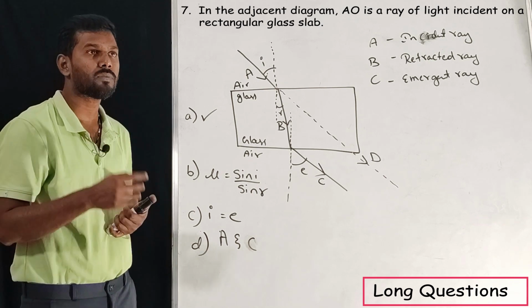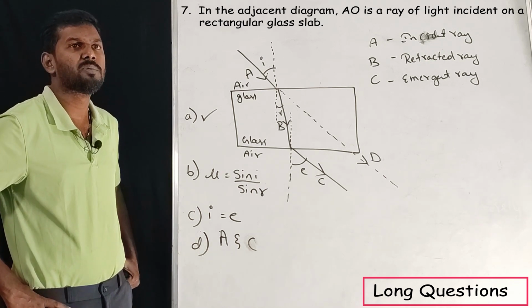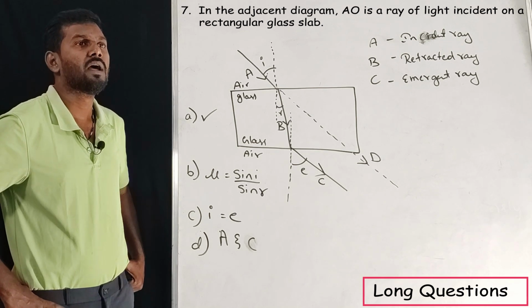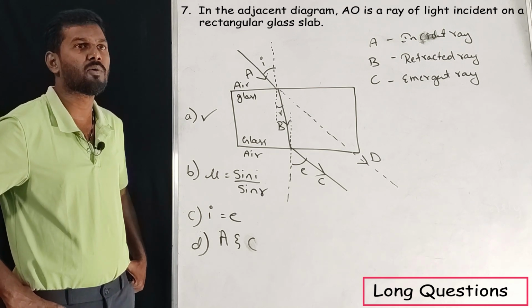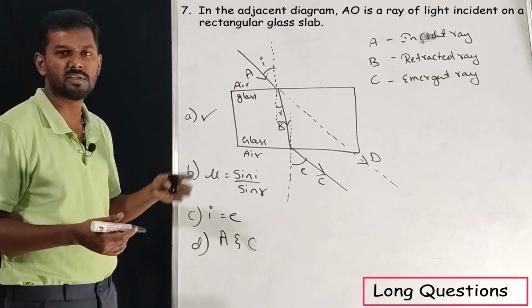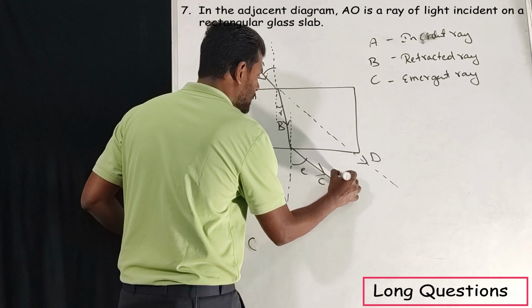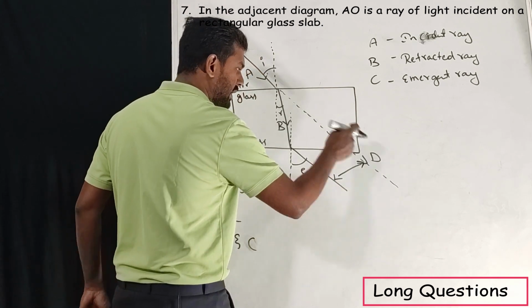Next, indicate in the diagram the lateral displacement between the emergent ray and the incident ray. State one factor that affects the lateral displacement. We know what you mean by lateral displacement. This is what we have learned in the concept video. The distance between the emergent ray and the extended incident ray.